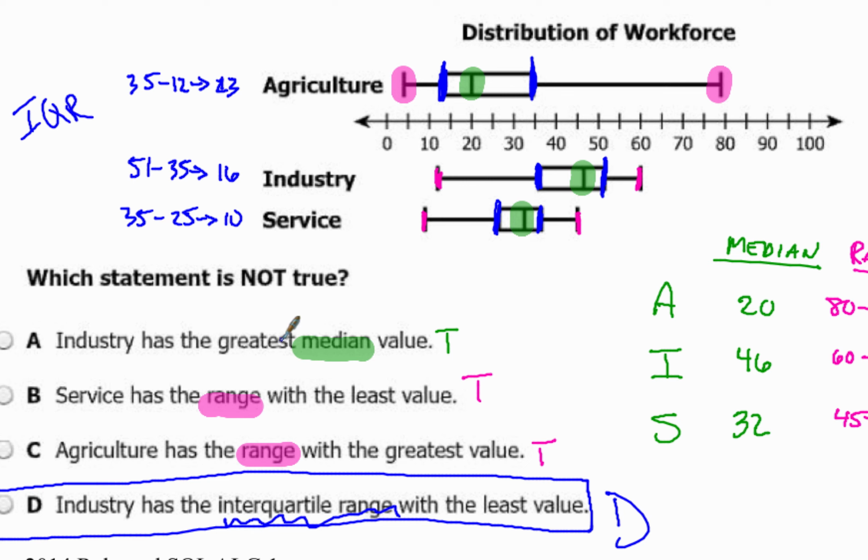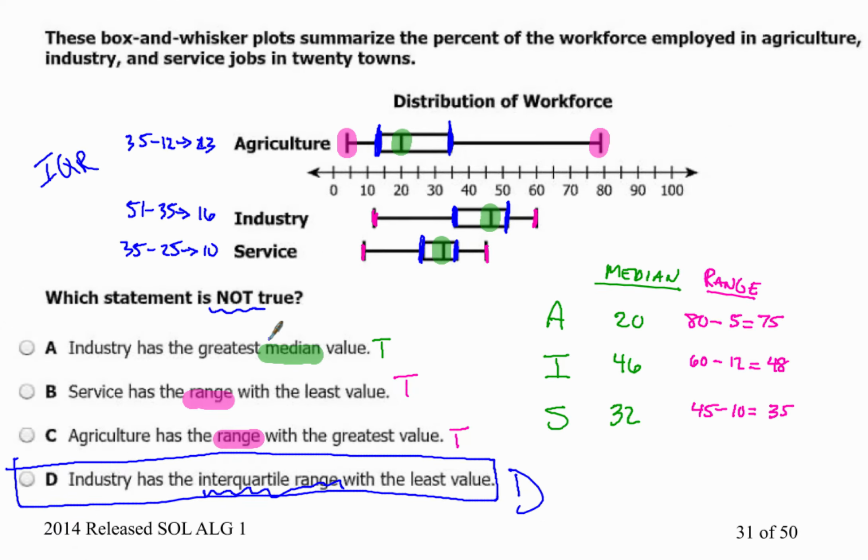And it says industry has the interquartile range with the least value, and if I look at that, that is false. That's what I want, because it says which statement is not true, and industry does not have the least value for the interquartile range. So that's how you do this kind of problem. A lot of vocabulary words in there, and you definitely have to know the meaning of those words: median, range, and interquartile range. So that's how you do this problem.